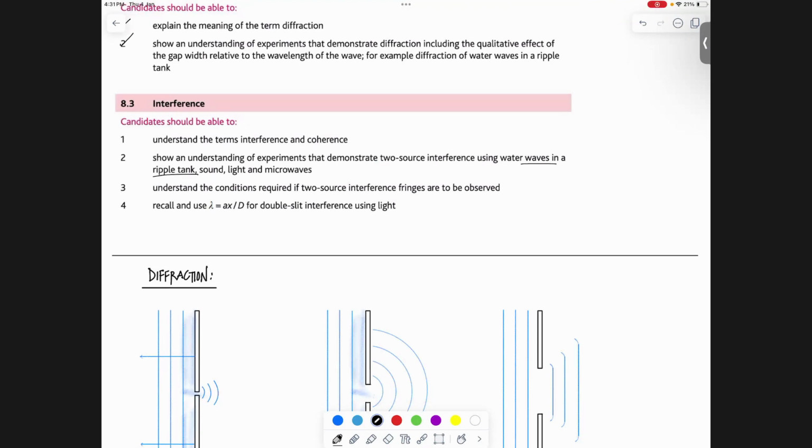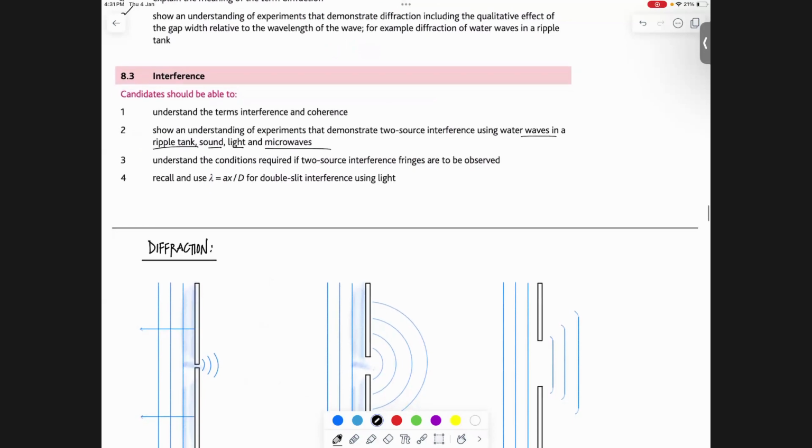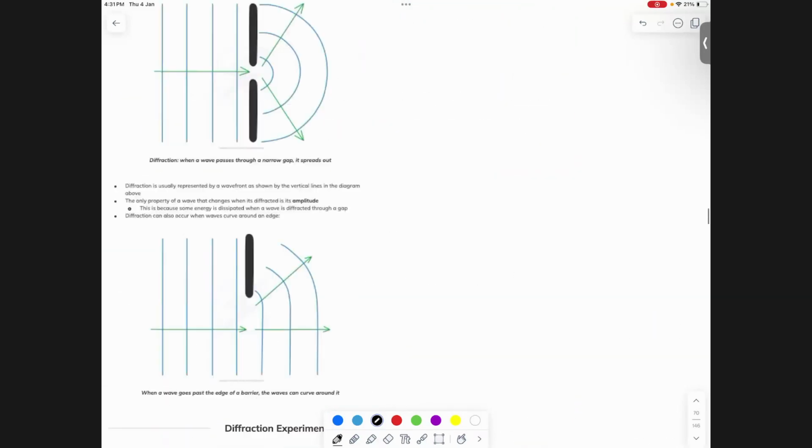Water waves, sound like microwaves. Okay.